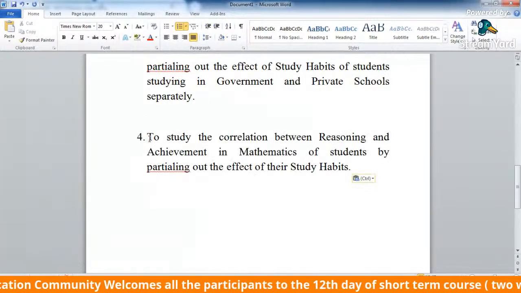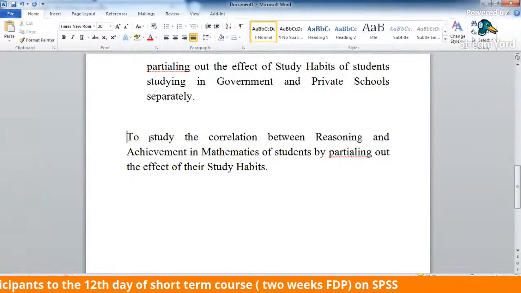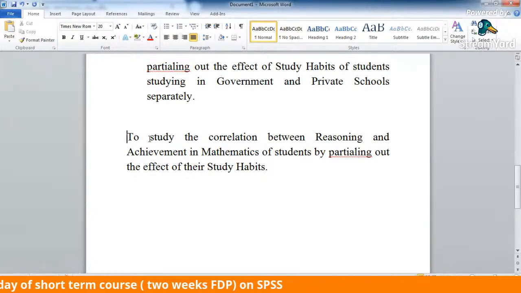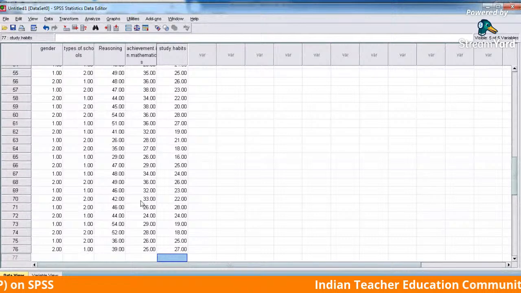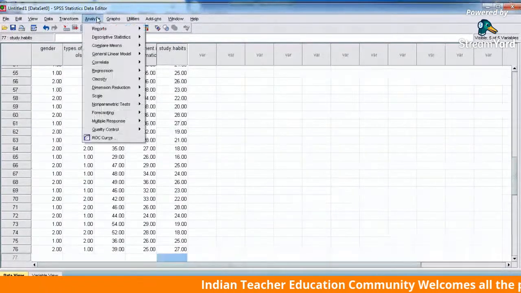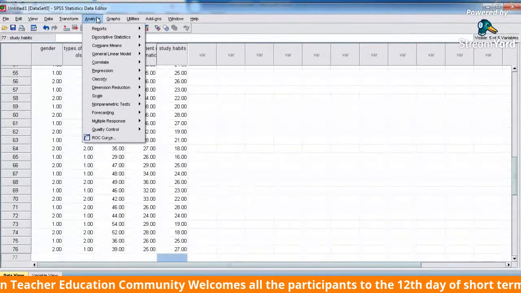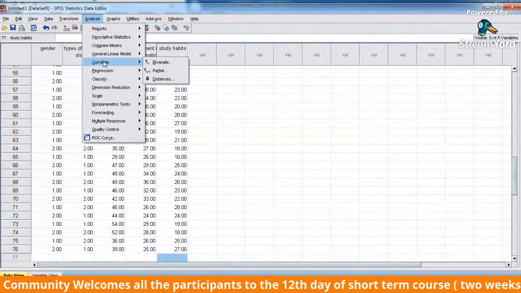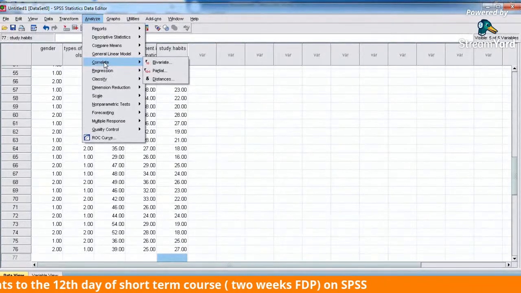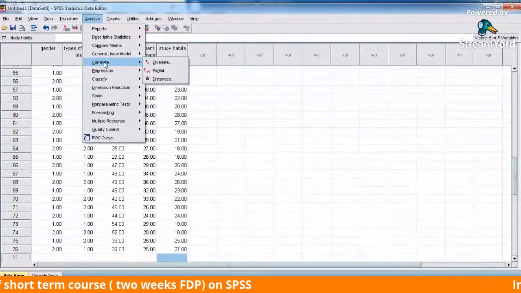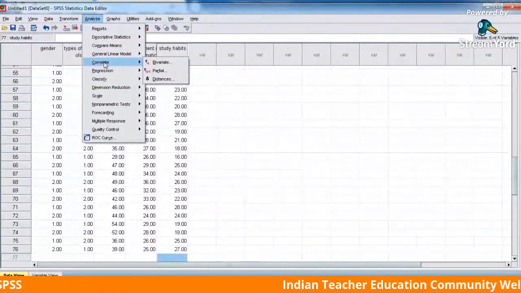Therefore, I have to take all the students and I have to take their reasoning and the achievement. So I go to my data sheet. Where should I go first? I first go to analyze. Next, I go to correlate. And when you go to correlate, you find that there are two: one is bivariate and another is partial correlation.